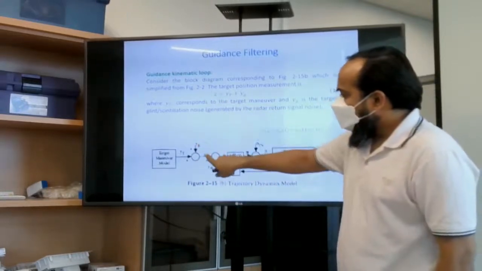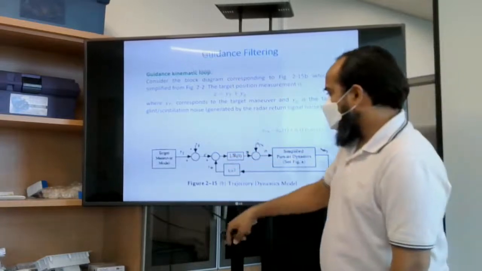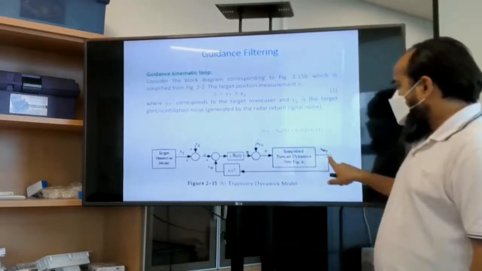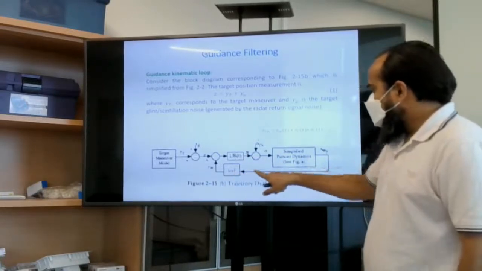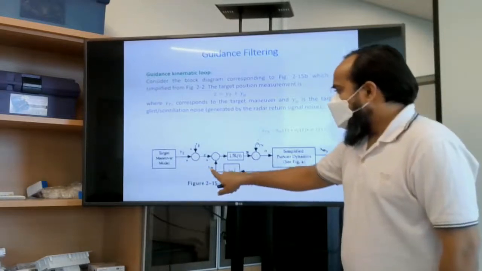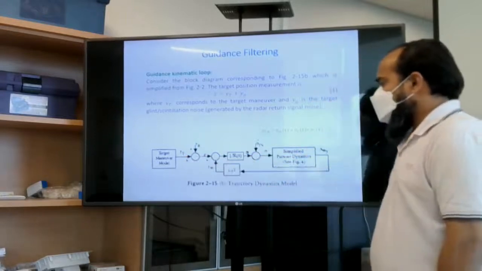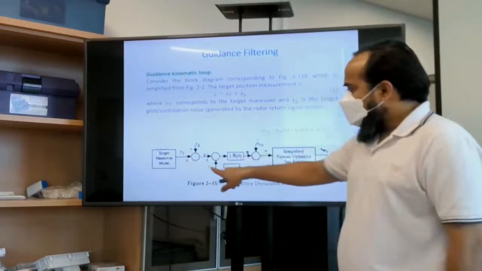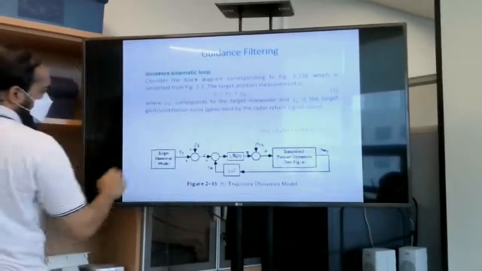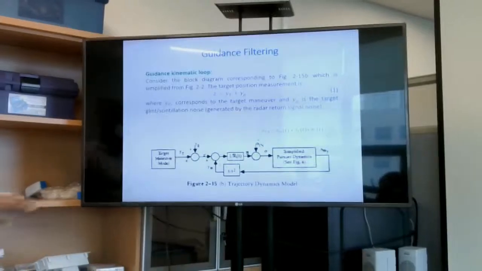Z is a column vector, and here Y gives you the position. When we double integrate the acceleration, this will give you position, and here we can get the error, or difference, between YM and the target position. So this is the simplified model.